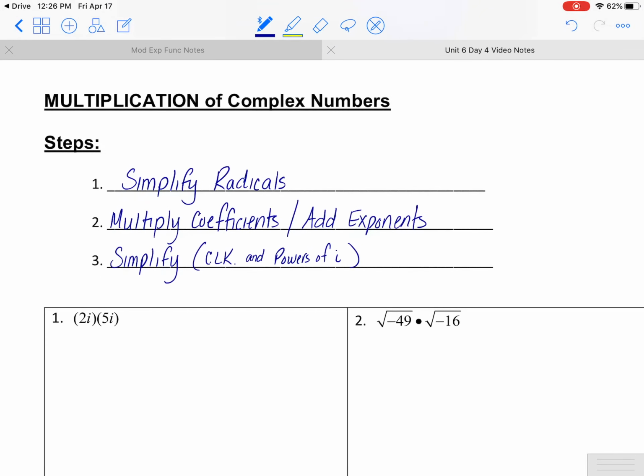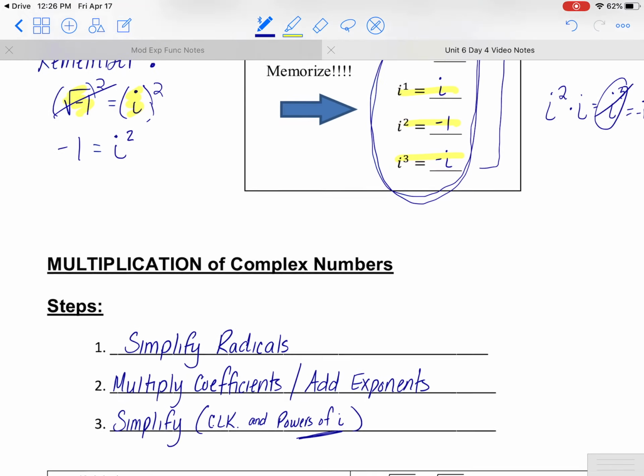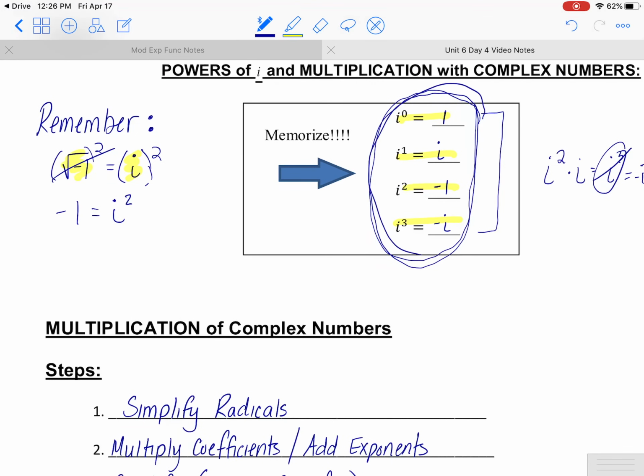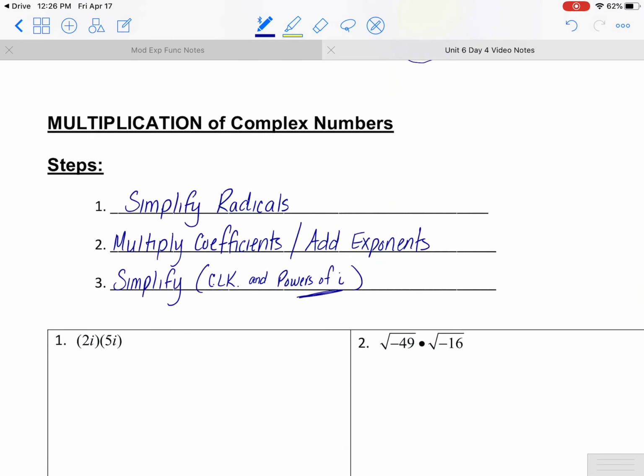All right, so multiplication of complex numbers. These are your steps. Step 1 is you're going to simplify any radical. Step 2, you're going to multiply the coefficients. And remember, since we're multiplying, we always add our exponents. And step 3 is simplifying. So you're going to be looking to combine any like terms and then simplify any of those powers of i. This is just referring to these up here.